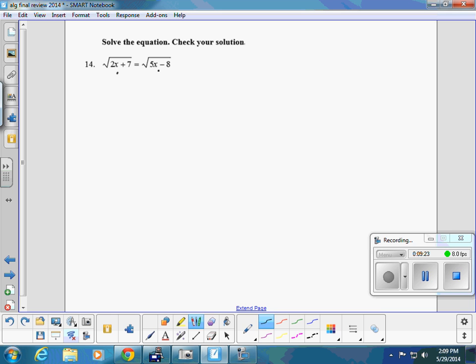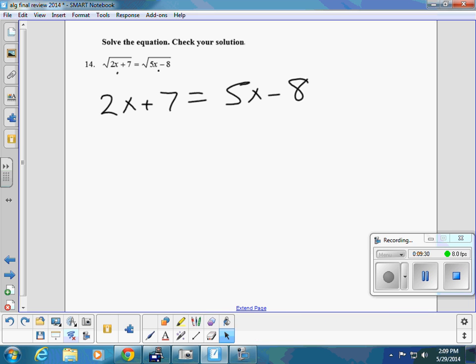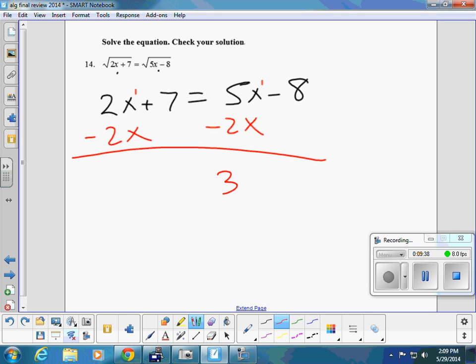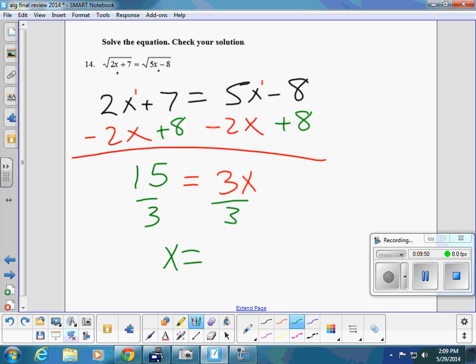I'm going to square both sides, and I have 2x plus 7 equals 5x minus 8. It's linear, so to the first power, so I just need to get x's grouped up. I'm going to bring the 2x over, and that's going to give me 3x here. At the same time, I can add the 8 over to the other side, and that's going to get me 15 here. And you can see here, divide by 3, x equals 5.